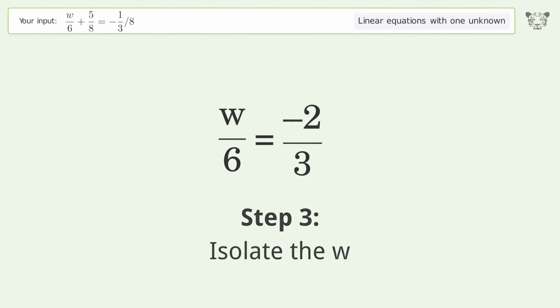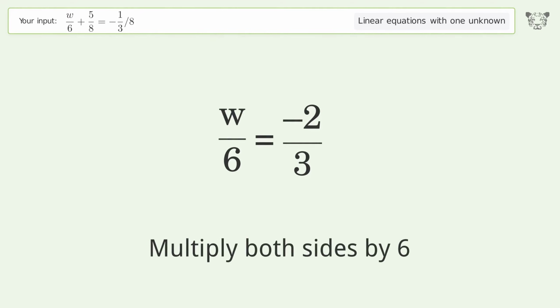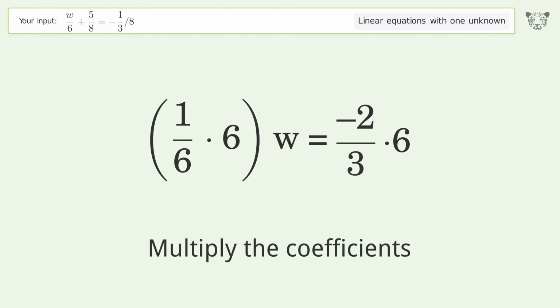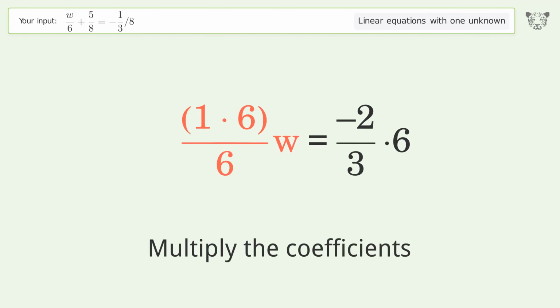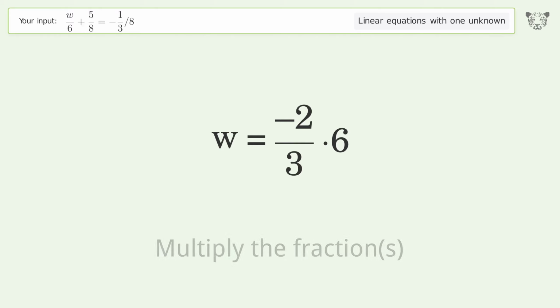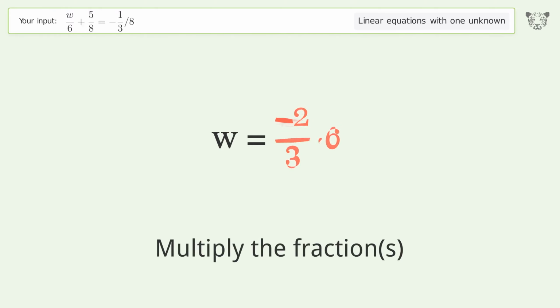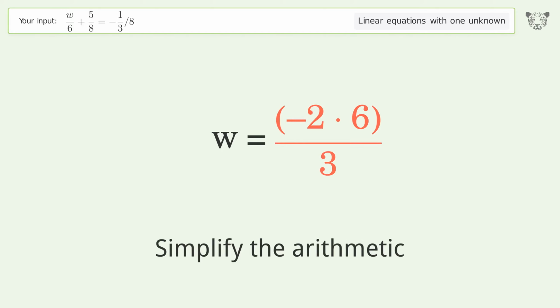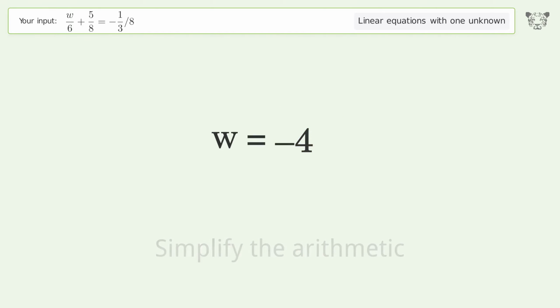Isolate the w. Multiply both sides by 6. Group like terms. Multiply the coefficients. Simplify the fraction. Multiply the fractions. Simplify the arithmetic. And so the final result is w equals -4.